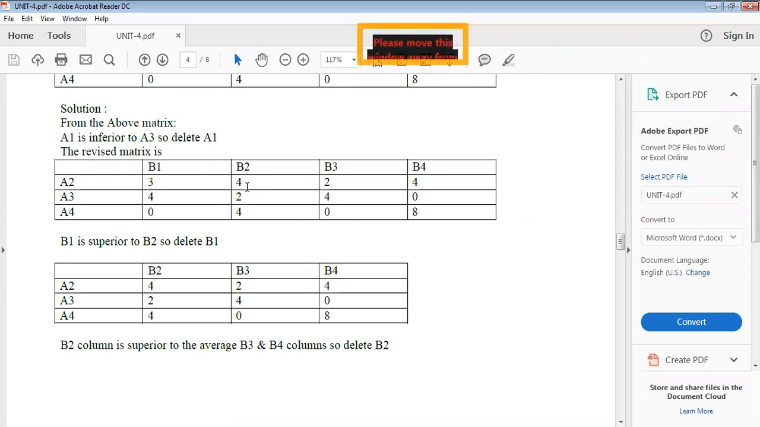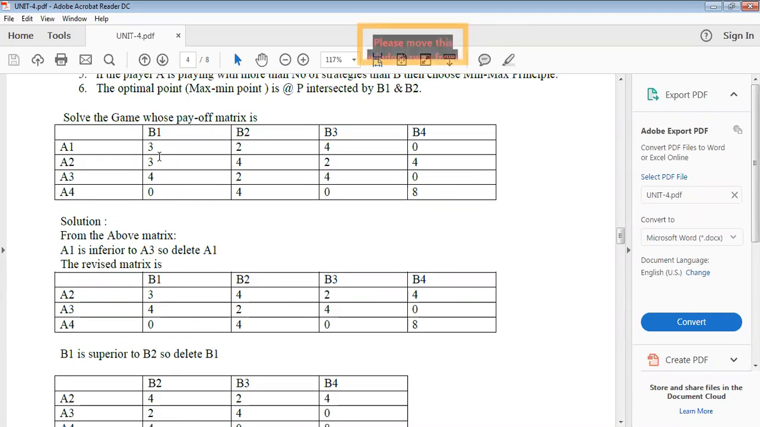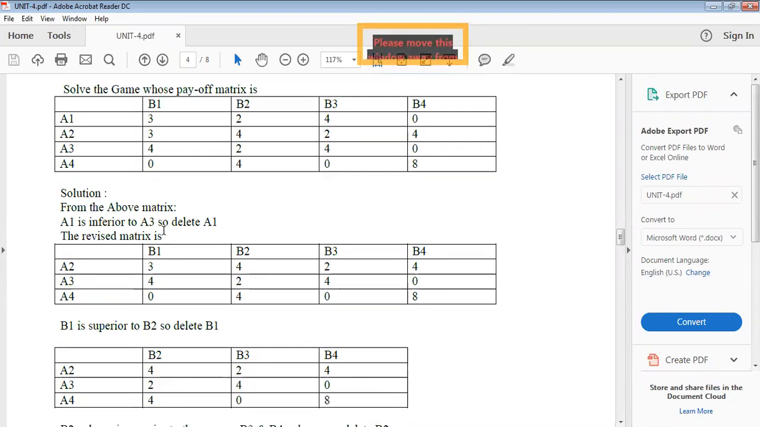So B1, 3, is not superior, 3, 4. Sorry, B1 is superior to B2, so deleting B1 is wrong. B2 has to be removed. So 4 is dominating 3, and 2 is not dominating, 4 is not dominating. Here, 3, 4, 0.